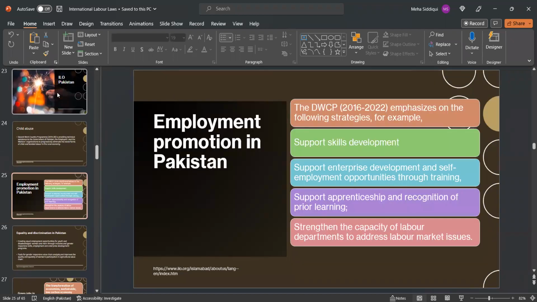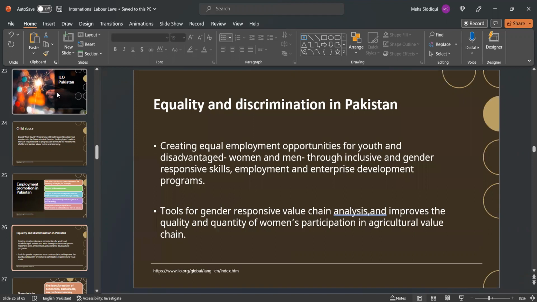Employment promotion in Pakistan. The Decent Work Country Program emphasizes the following strategies: support skills development, support enterprise development and self-employment opportunities through training, support apprenticeship and recognition of prior learning, and strengthen the capacity of labor departments to address labor market issues.